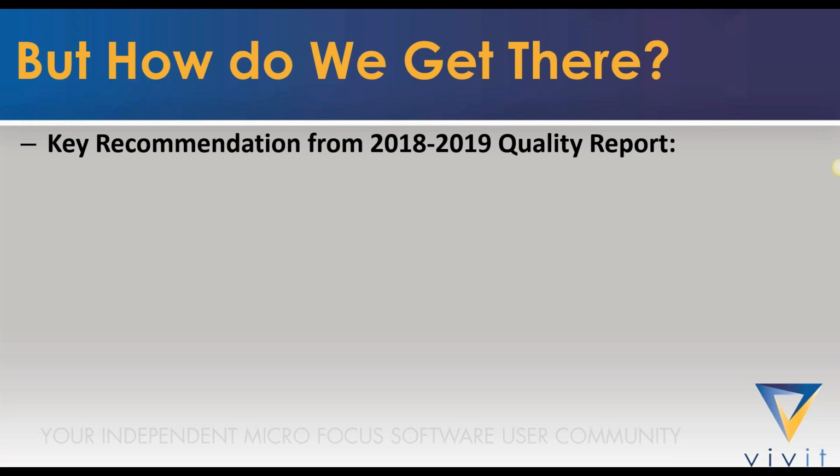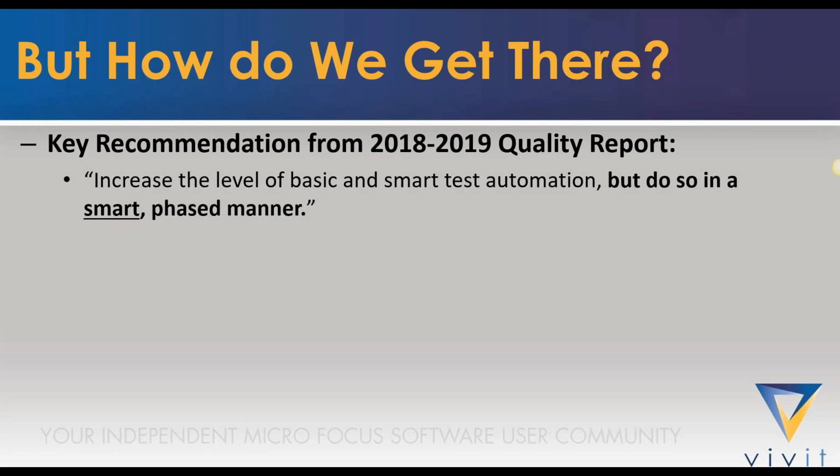How do we move the needle? Well, according to the experts, we must increase the level of basic and smart test automation, but do so in a smart, phased manner. How much more ambiguous can we be though, right? Sometimes it feels like I'm listening to a politician when I read technology articles online about moving the needle. People talk in platitudes, but don't really provide the specific recipe for how to truly improve.